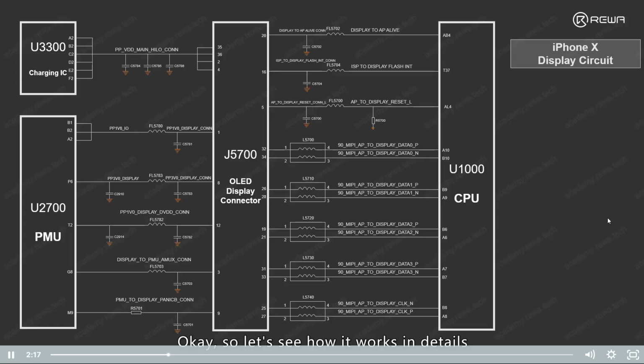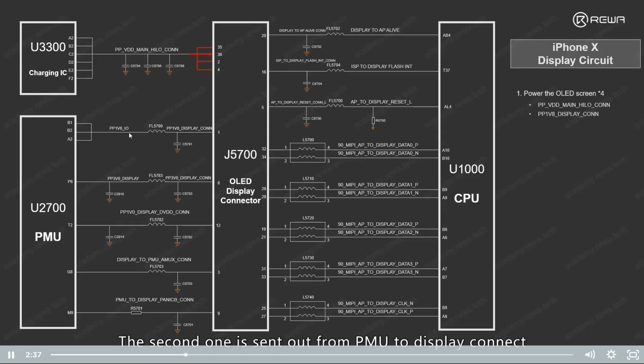Okay, so let's see how it works in detail. In the display circuit, four powers are required. The first one is PPVDD main halo, sent out from the charging IC to the display connector. The second one is sent out from the PMU to the display connector, PP1V8 and PP3V. Okay, so here we have 3 powers already. How about the last one?